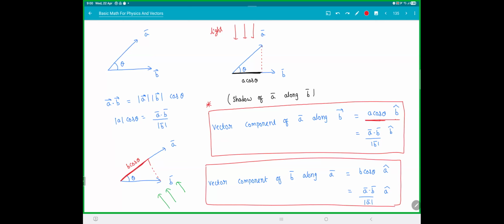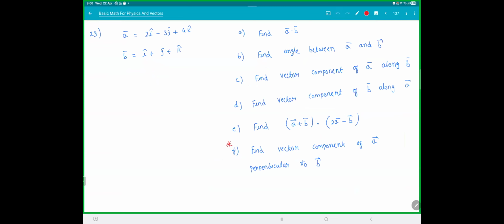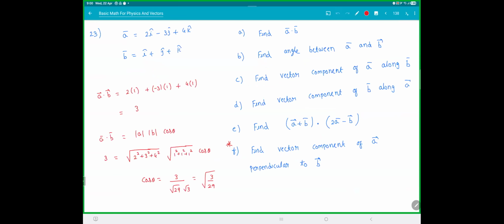So I would say don't memorize this formula, but remember it this way. What is the component A cos theta? Which direction? B cap. What is the component of B along A? B cos theta, which direction? A cap. And you can figure out A cos theta and B sin theta from here anyway. But see, however, it works well.